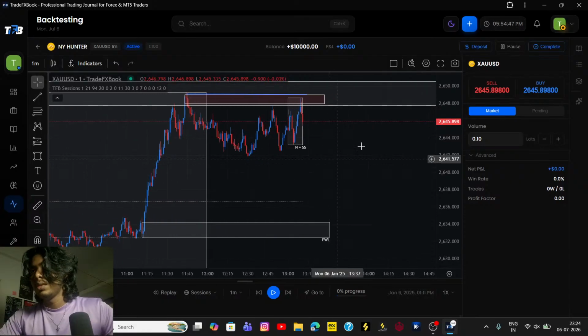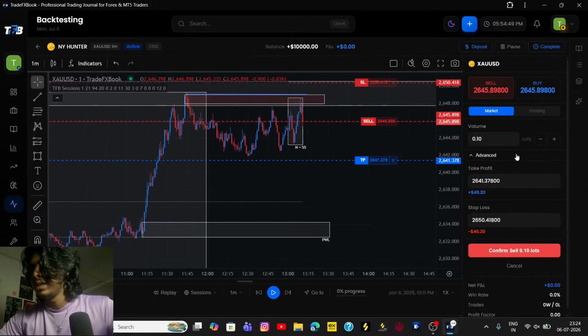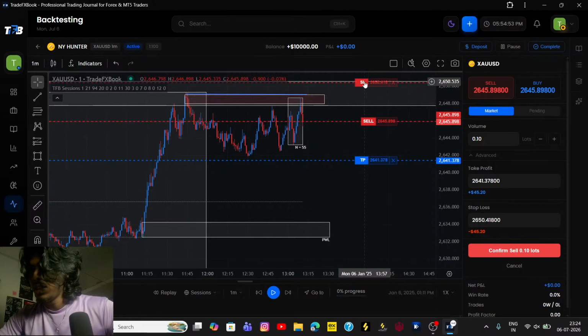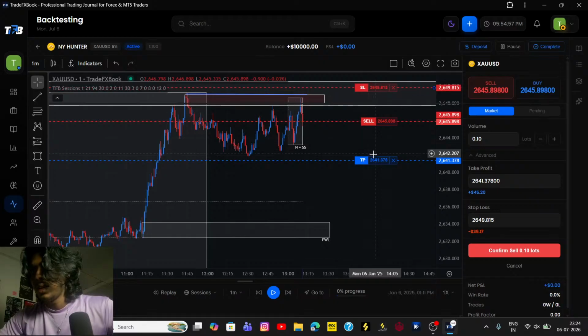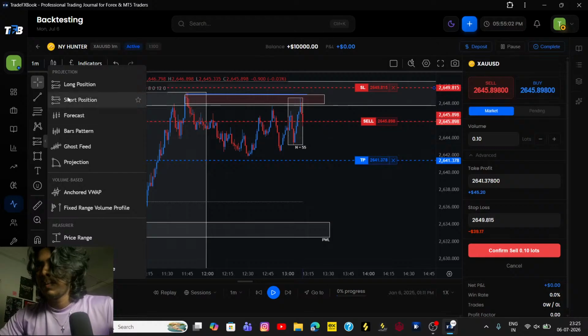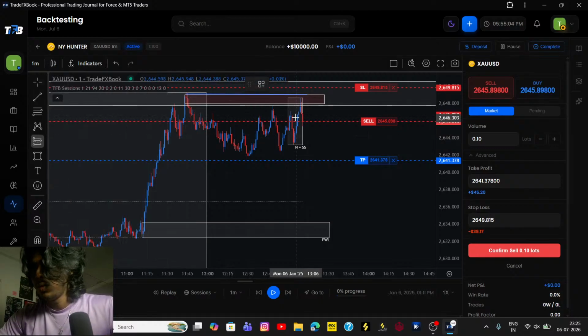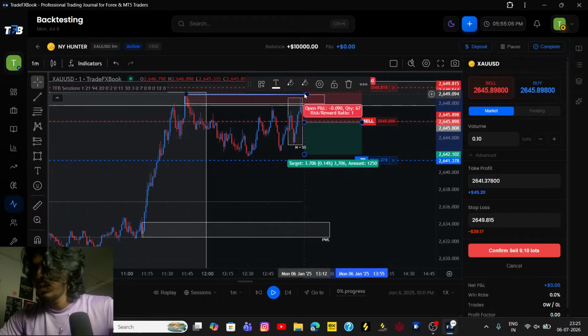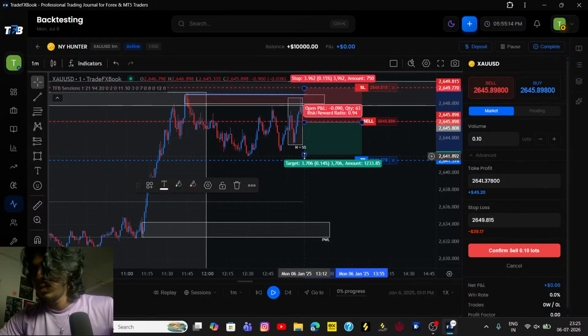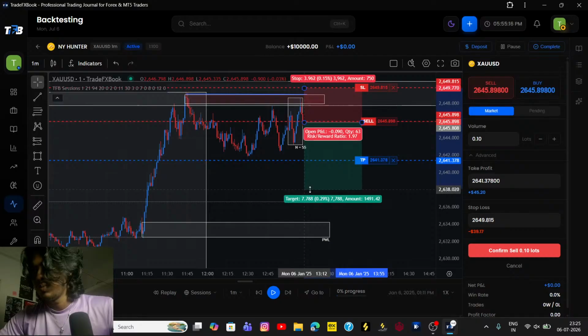So what I will do is I will sell here. I will sell at this level and keep my SL at this high, and what I'm gonna do is put the exact thing. It is 1:2.